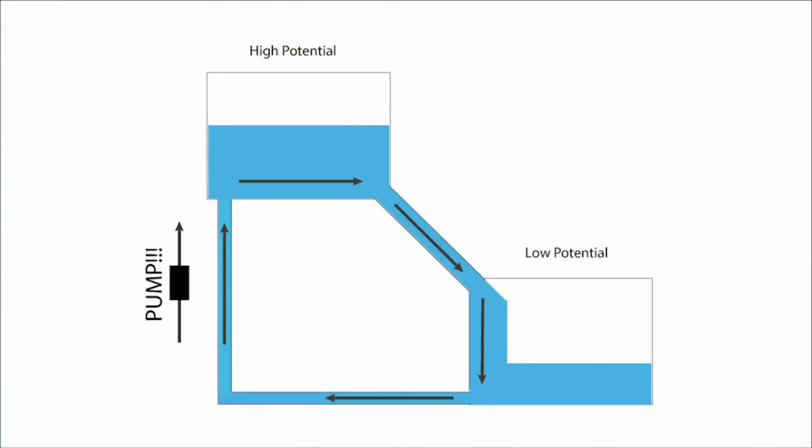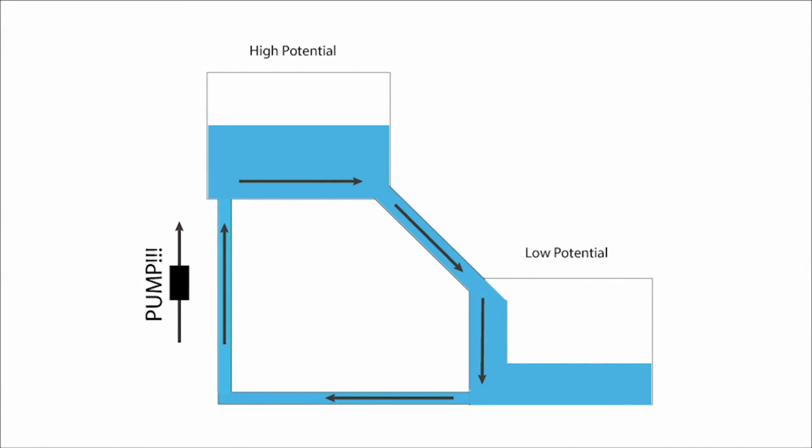If we want our water to keep flowing, we need to make it return to the higher tank in order to supply the additional energy provided by gravity. For this, we need to provide a boost to the system. This is possible with a water pump.